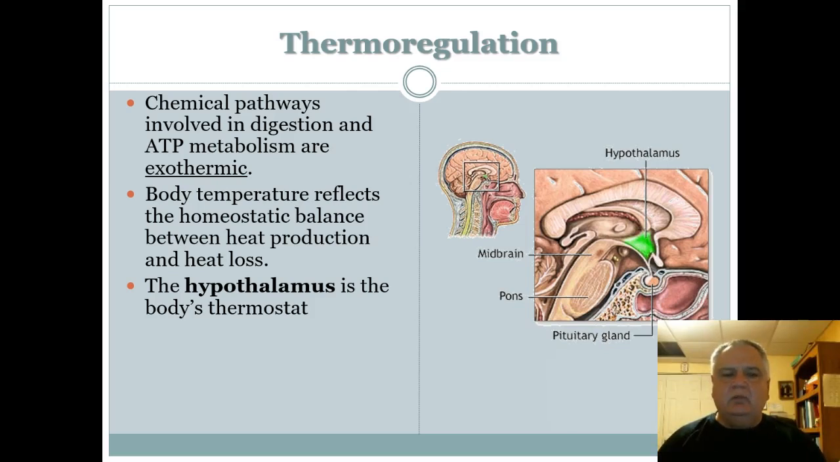So who's responsible for this homeostatic balance? Well, there's a little guy right here. Let's take a look. Here's a sagittal section of the brain. We're going to focus in on this little green area right here, which is at the base of the thalamus, called the hypothalamus. The hypothalamus is oftentimes referred to as your body's thermostat because it is responsible for maintaining proper body temperature.